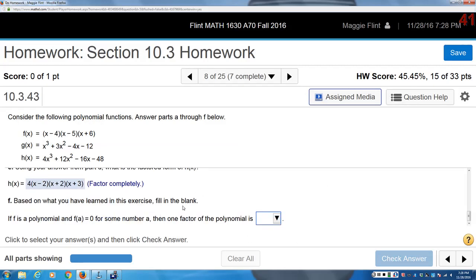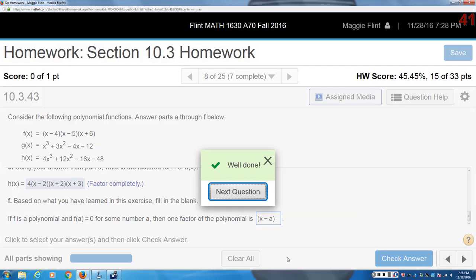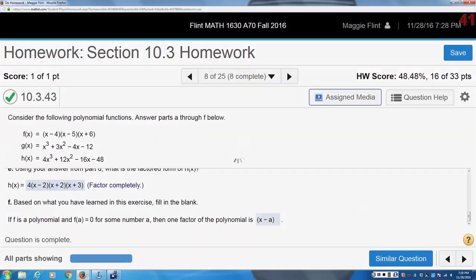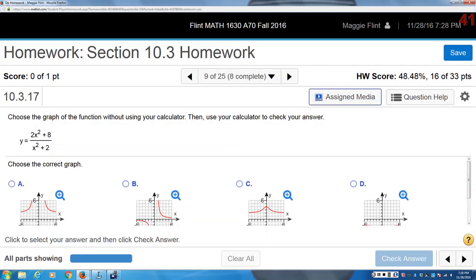And then based on what you learned in the exercise, if f is a polynomial and f of a is equal to 0 for some number a, then one factor of the polynomial is x minus a. Okay? Now the answer I just got to that, when your actual factors might be different, your functions might be different, but that last answer is going to be the same when y'all do that problem. So just choose the graph of the function without using your calculator and then use your calculator to check.